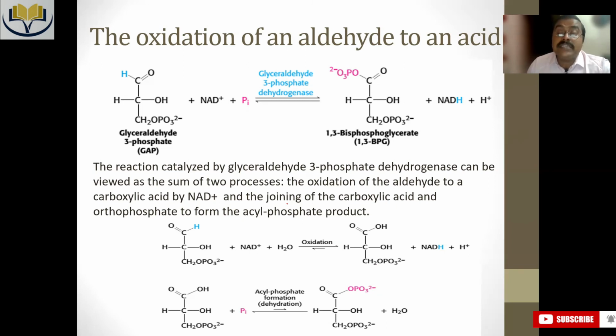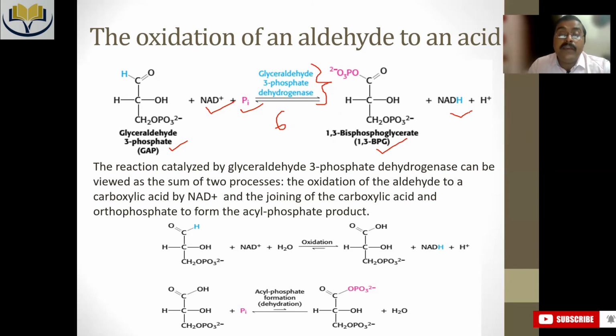So now the sixth reaction, catalyzed by the enzyme glyceraldehyde 3-phosphate dehydrogenase. Glyceraldehyde 3-phosphate, with the help of one NAD plus and phosphate, is converted to 1,3-bisphosphoglycerate plus NADH plus hydrogen. Okay, so glyceraldehyde 3-phosphate is first converted to 1,3-bisphosphoglycerate.